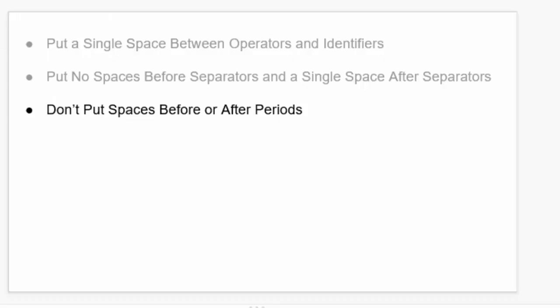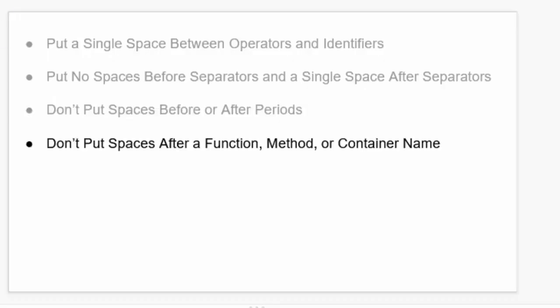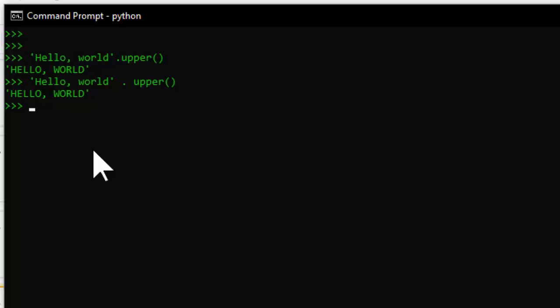The next rule is don't put spaces after a function, method, or container name. Now, the most common way that I see this is after function or method names and before the opening parenthesis. You don't want to have any space between the function name and the opening parenthesis right here. So this would be good style.